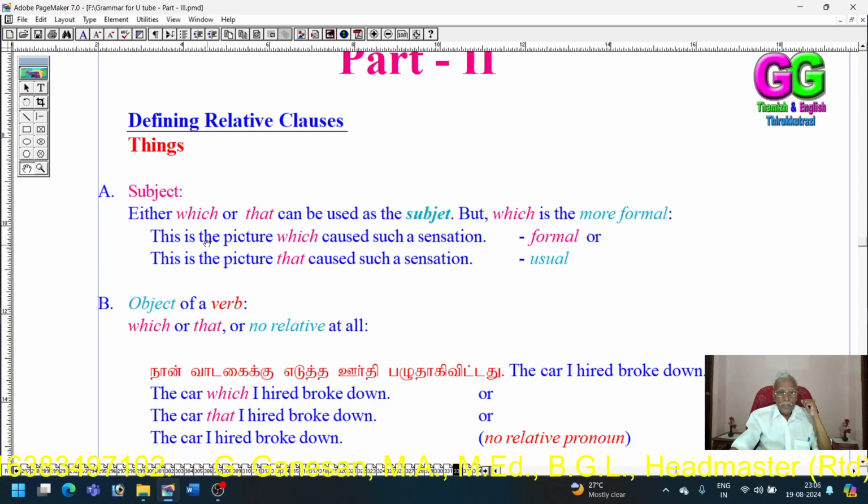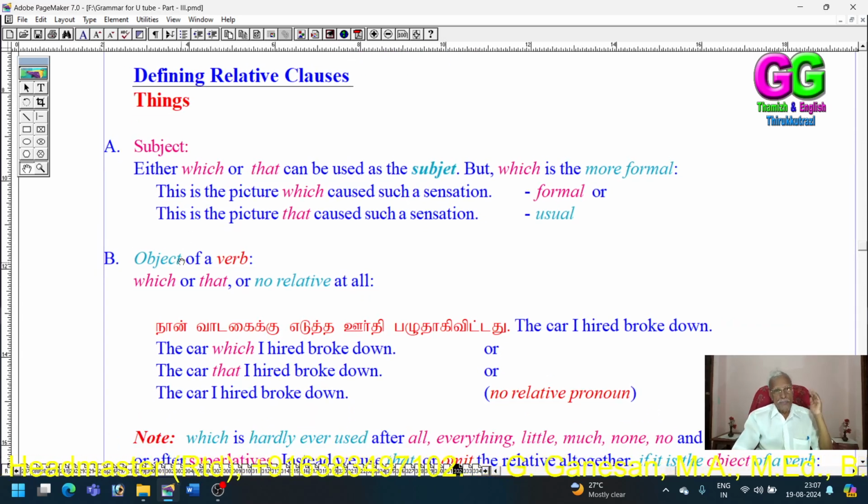You see, this is the picture which caused such a sensation. It is formal. This is the picture that caused such a sensation. It is more formal grammar, but that is informal and in ordinary speech that is more used.